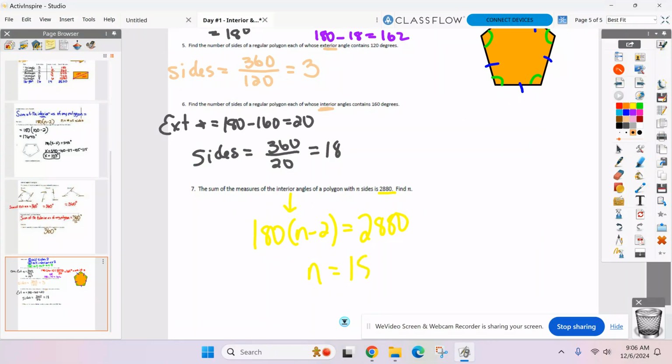18 sides. Yep. Please also remember when you're doing a problem like this, if you get a decimal, something went wrong. I can't have 18.2 sides. I have to have a whole number of sides. So just keep that in mind.